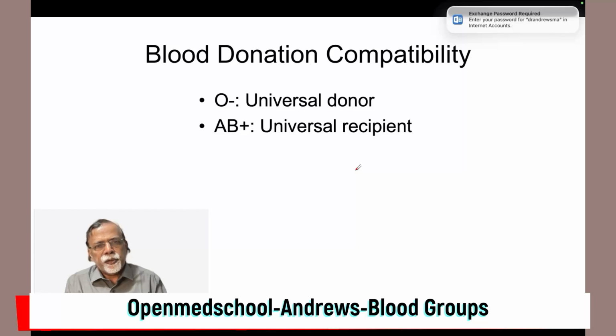So in blood donation, there should be compatibility. Only when the blood is compatible can you transfuse to another person. So O blood is called universal donor and AB positive is called universal recipient. Especially O negative is universal donor. We'll come to that.